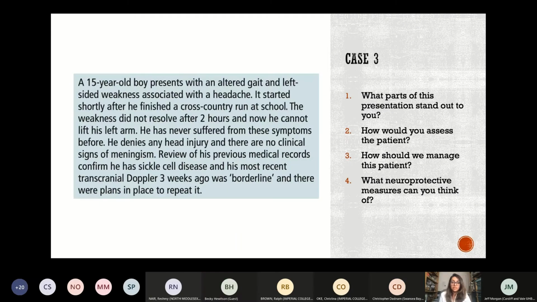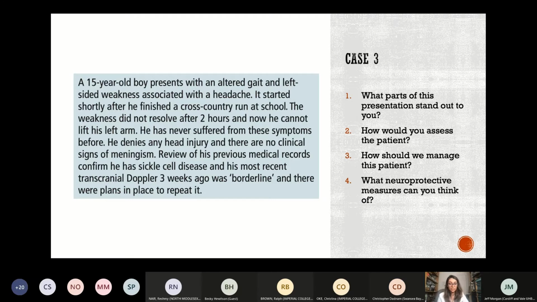So case 3. Here we have a 15-year-old boy who's presented with an altered gait and some left-sided weakness with a headache. It started shortly after he finished a cross-country run at school, and the weakness didn't resolve after 2 hours, and now he can't lift his left arm. He has never suffered from these symptoms before and denies any head injury. There's no clinical signs of meningism, and on review of his previous medical records, you can confirm that he does also suffer from sickle cell disease. His most recent transcranial Doppler was 3 weeks ago, and that was reported to be borderline, and there were plans in place to repeat this.